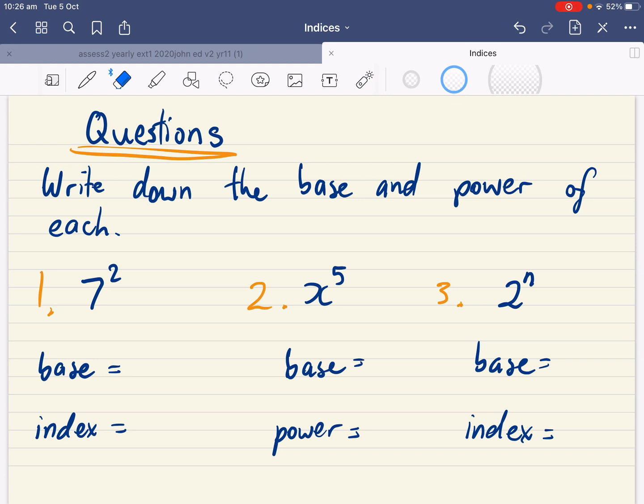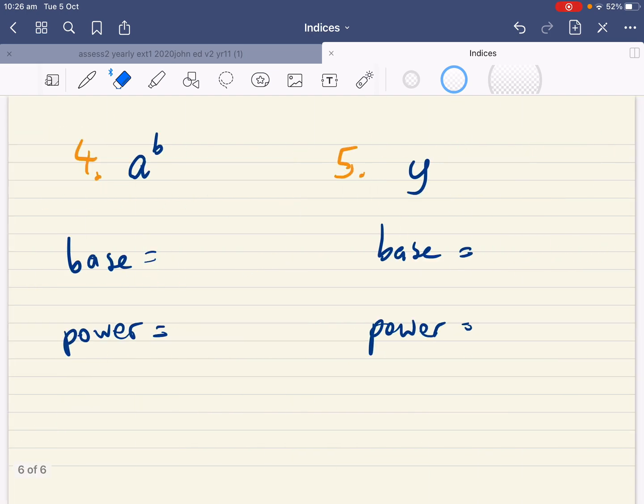All right, so for each one, I am going to get you to copy these into your books. So pause the video, copy in these first 3 questions, put down your answers. Nice and simple, just write down what the base is and what the power is. Once that's done, unpause the video and I'll flick to the final 2 questions. Right, here they are. Again, pause the video and copy down these 2 questions and have a go at answering them. Once that's done, unpause the video and I'll put up the solutions for all of the questions.